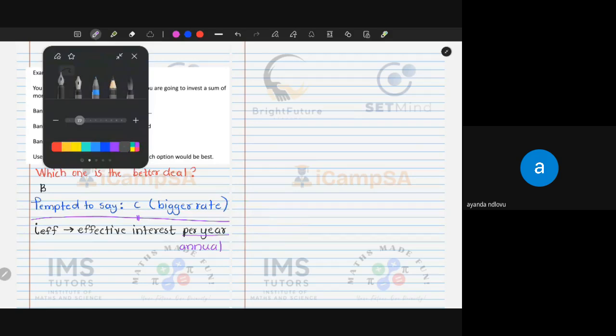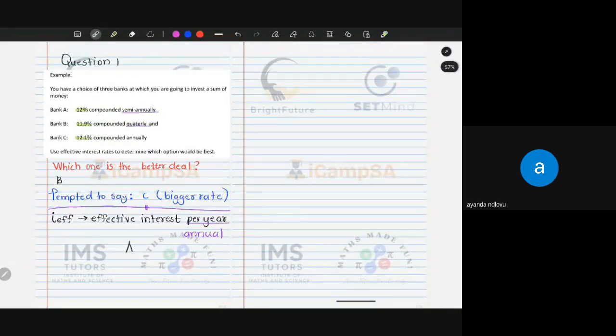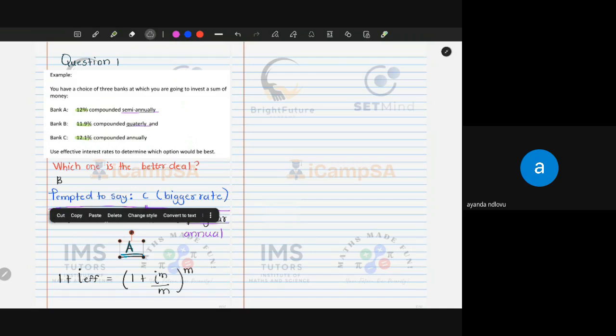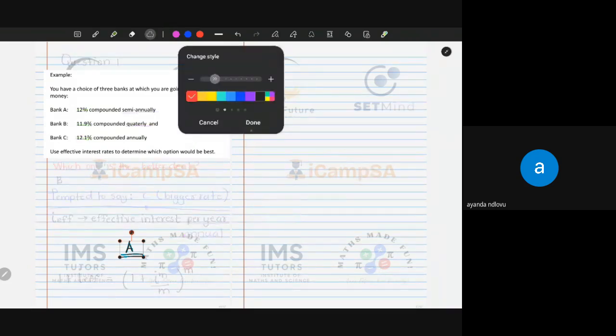So let's start by looking at option A. So for option A, guys, what is the compounding period? So remember our formula is 1 plus I EFF equals 1 plus I M divided by M all to the power of M. So for option A, what is our M, the compounding period? Anyone?